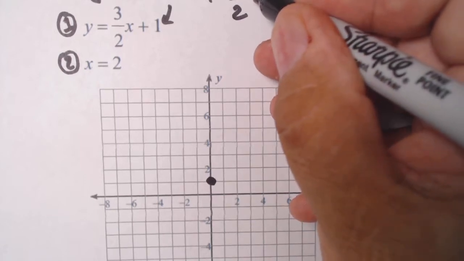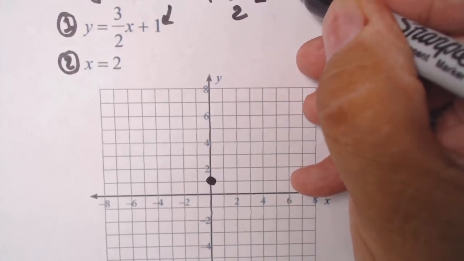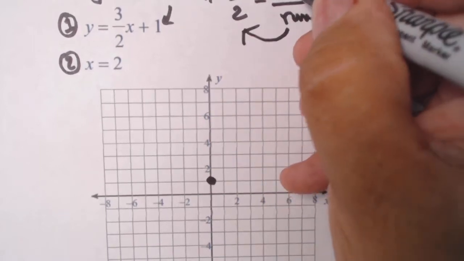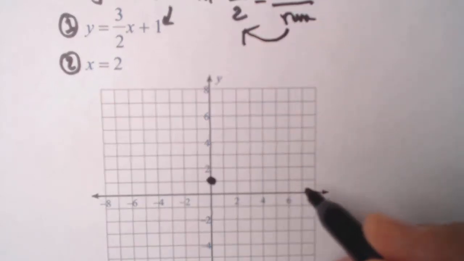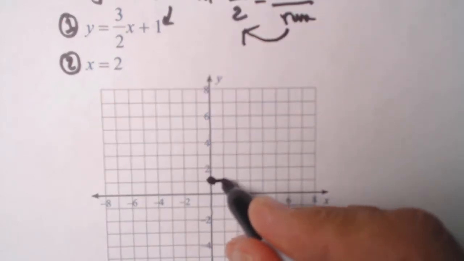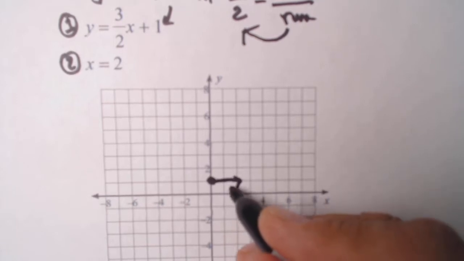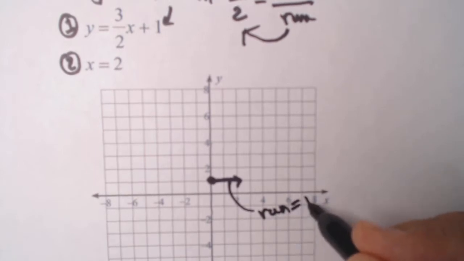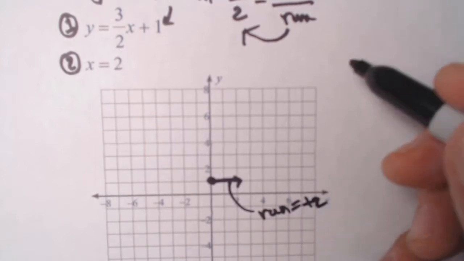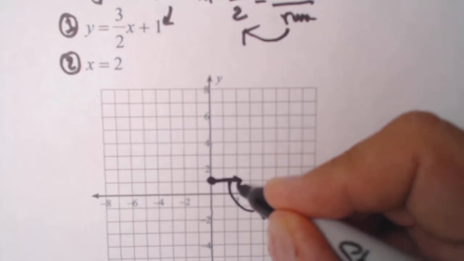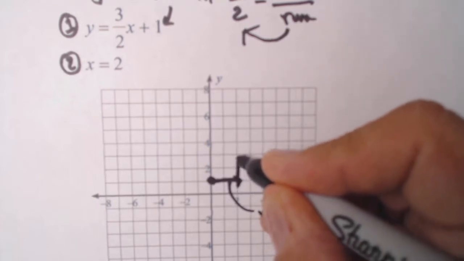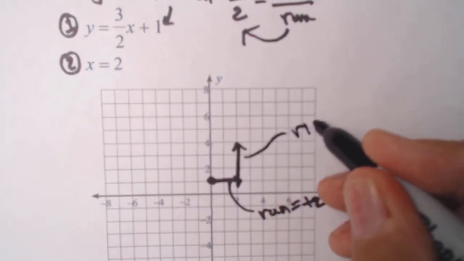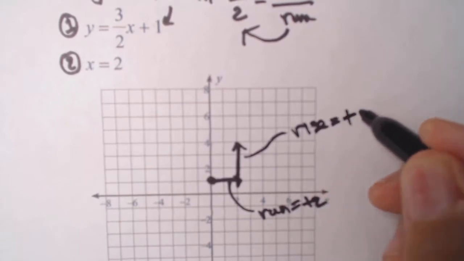Now remember, this slope equals rise over run. The run is the bottom, +2. The rise is the top, +3. I always like to do the run first. +2 goes right here, so here's the run equals +2. Now the rise has got to be +3, so at the end of that first arrow, I go up 1, 2, 3. The second arrow goes right here, and that's the rise equals +3.